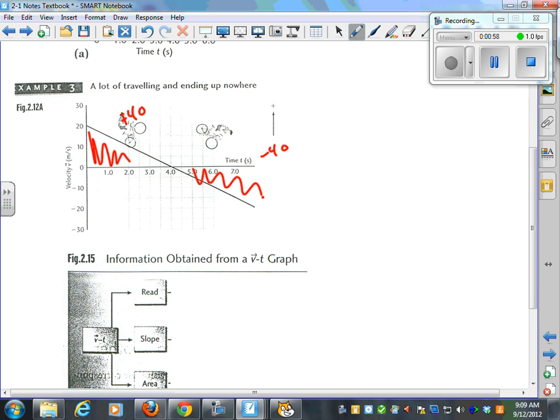We flipped the page over, and this is where I sort of started to speed up. We calculated the slope of the line, right? In fact, that would be from 20 to minus 20, a rise of minus 40 all over 8 seconds, giving me an acceleration of minus 5 meters per second squared.